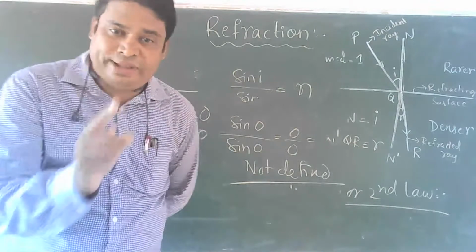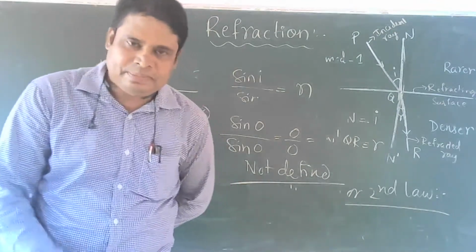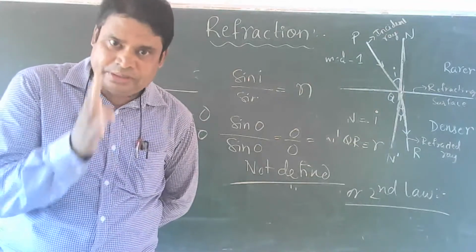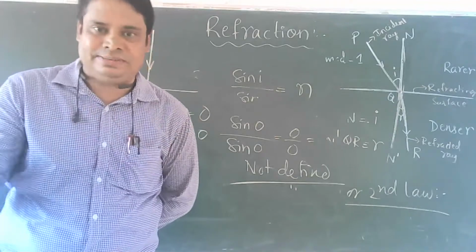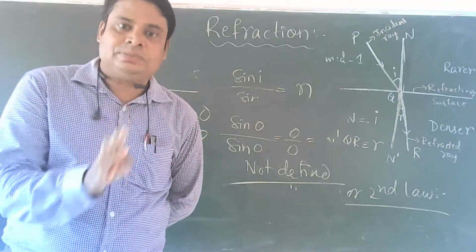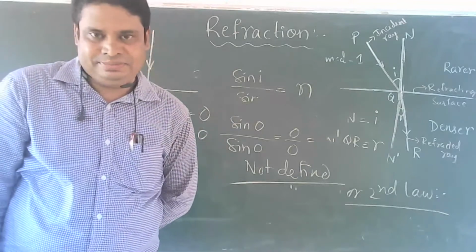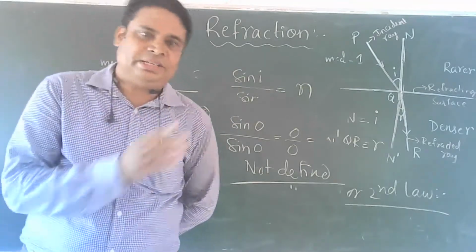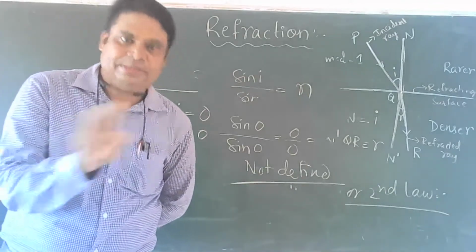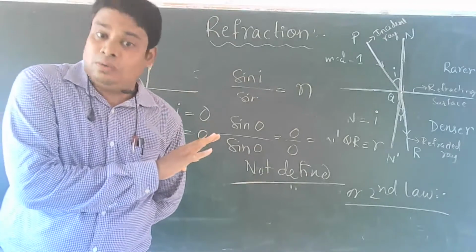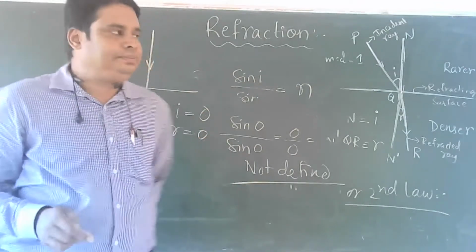So your Snell's law fails for normal incidence. This is the point I want to tell you. Let me repeat. For normal incidence, your Snell's law fails. Snell's law definitely does not hold good for normal incidence. Other than normal incidence, Snell's law is okay. You can apply Snell's law. For normal incidence, it does not hold good. Hope you understand.